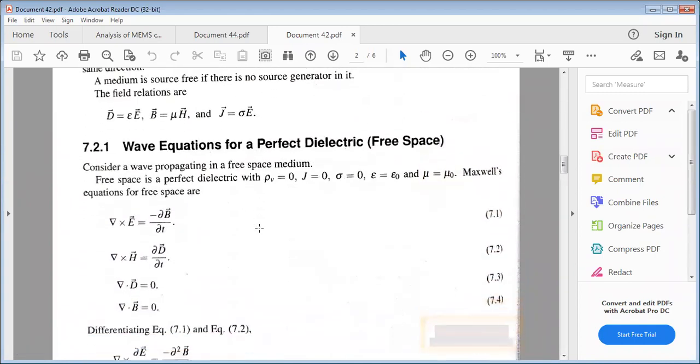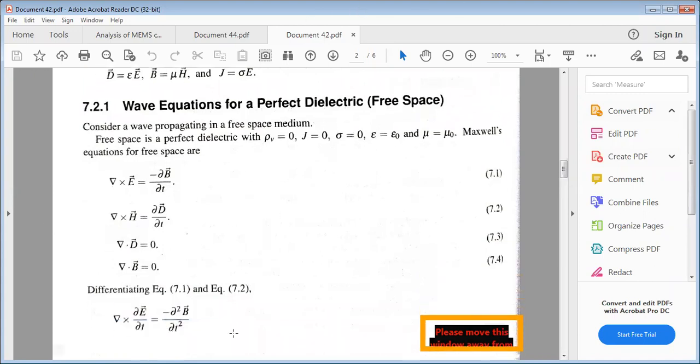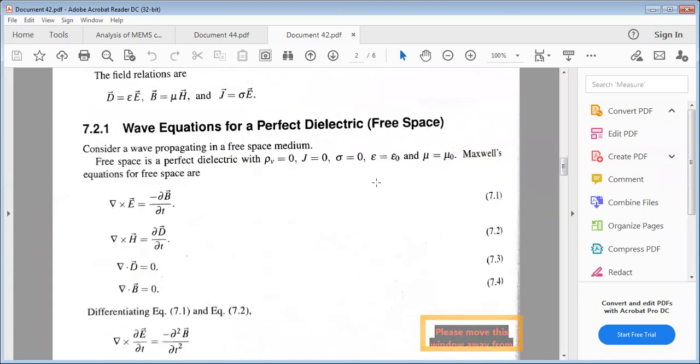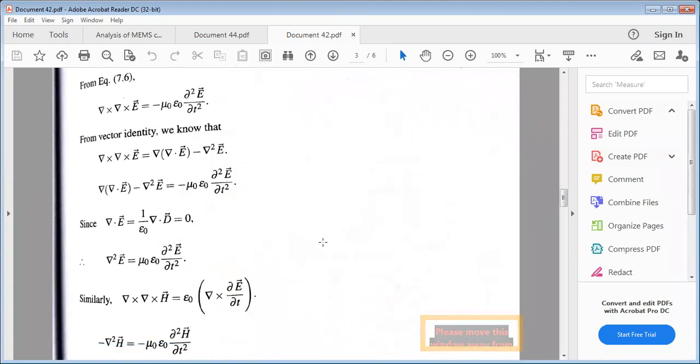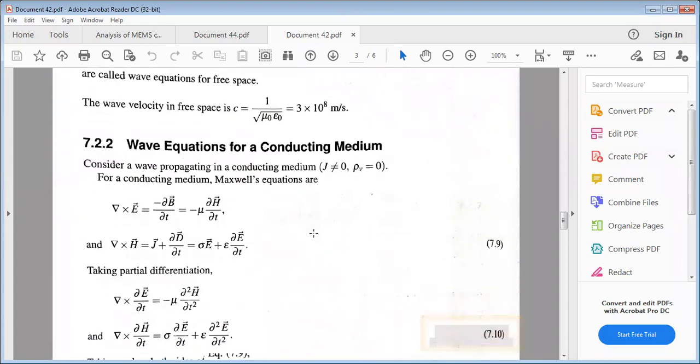Next, wave equations for the perfect dielectric. For a perfect dielectric material, what are the medium coefficients? rho v equal to 0, J equal to 0, sigma equal to 0, epsilon equal to epsilon naught into epsilon r, but epsilon r equal to 1, and mu equal to mu naught into mu r, where mu r equal to 1. From that, the four Maxwell's equations are modified like this: del cross E, del cross H, del dot D, and del dot B, right? Similarly, the wave equations for the perfect dielectric are already derived. Please go through this.